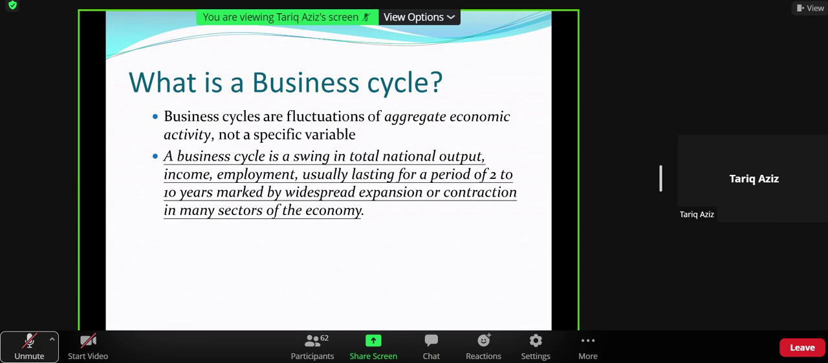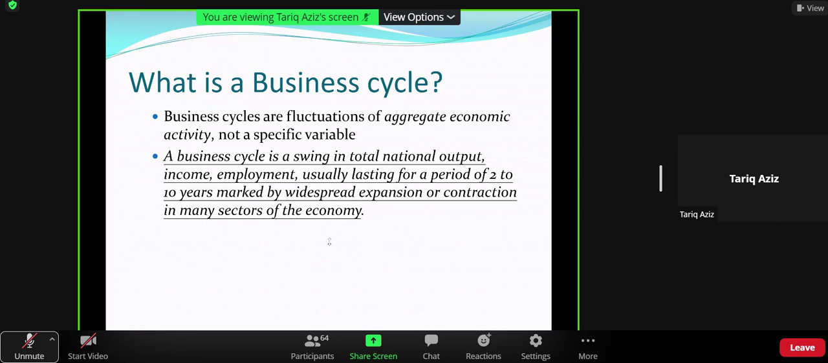There are numerous economic variables. Some are of high frequency, some are of low frequency. I mean, high frequency and low frequency means some variables are daily, some are weekly, some are monthly, quarterly, yearly. So a business cycle is identified not from any specific variable, but from the whole economic activities.